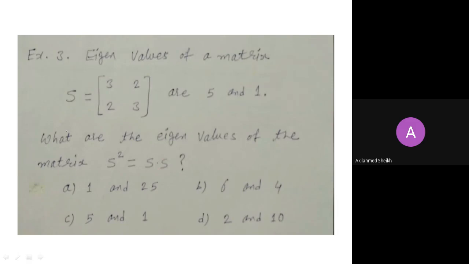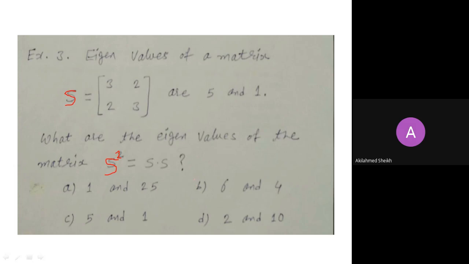Next example. Eigenvalues of a matrix S. We are given this matrix S instead of capital A, 3 2 2 3, with eigenvalues 5 and 1. We are given that eigenvalues. What are the eigenvalues of the matrix S square? Now here we have to find the eigenvalues of S square, that is S into S.